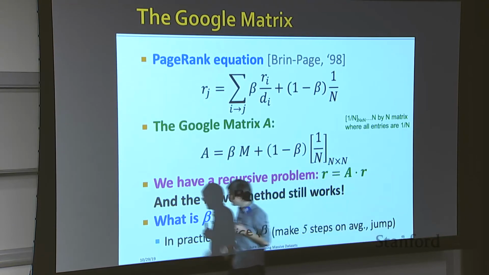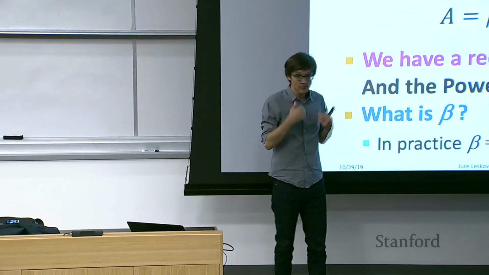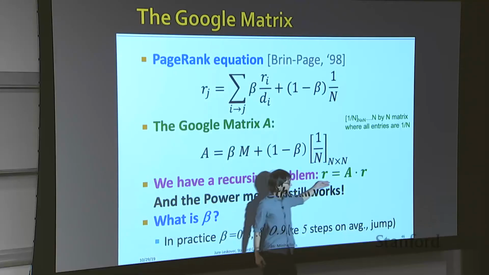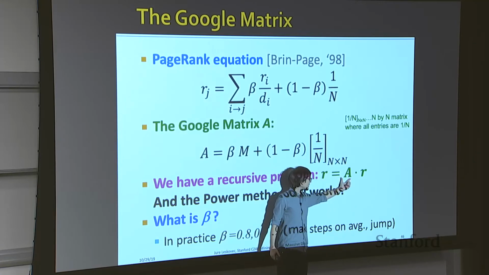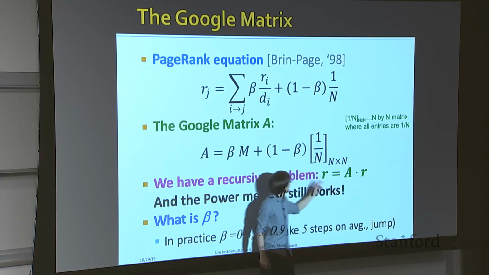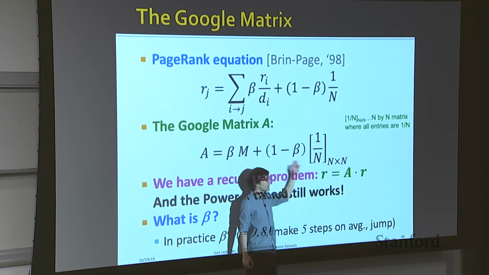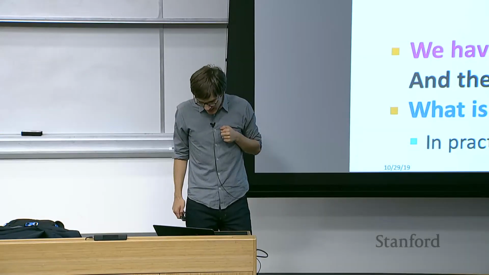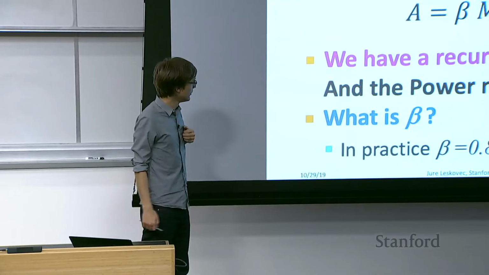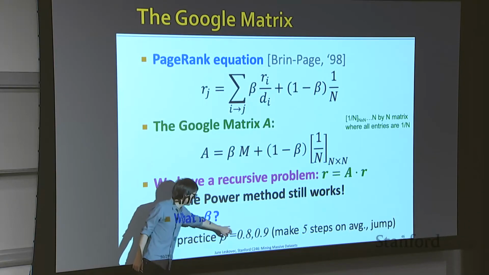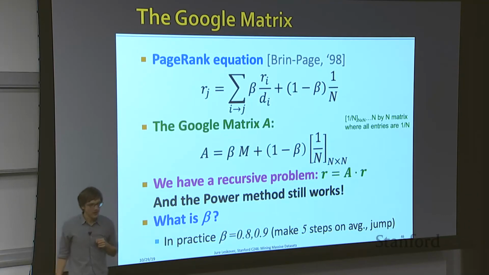So what does this mean? This means that even this random walk with teleportation is still an eigenvector of a different matrix, right? This matrix A is both the matrix M plus some constant matrix, right? This is what I wanted to say here. And as I said, beta is usually between 0.8 and 0.9. 0.85 is a good number.